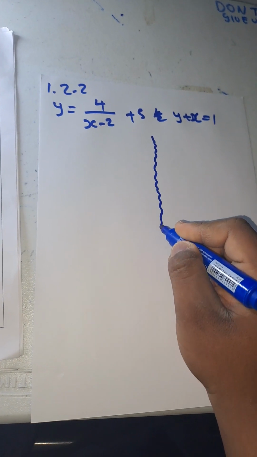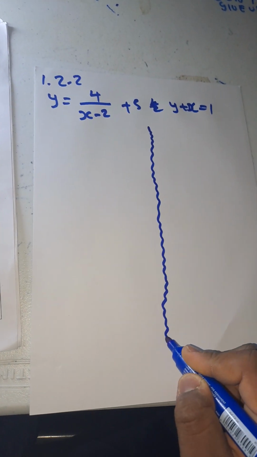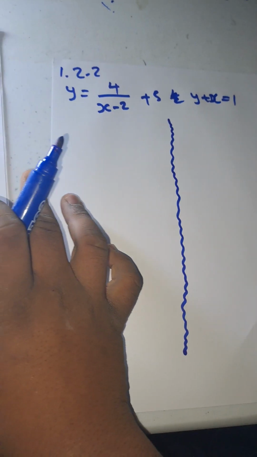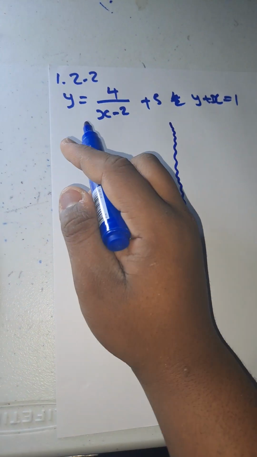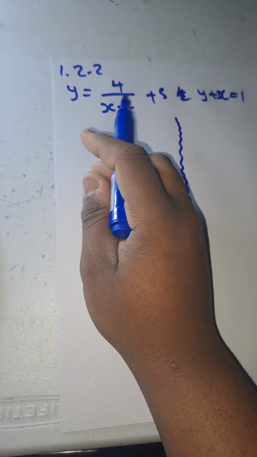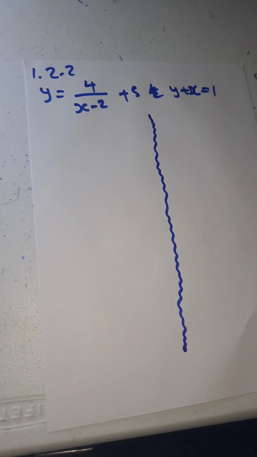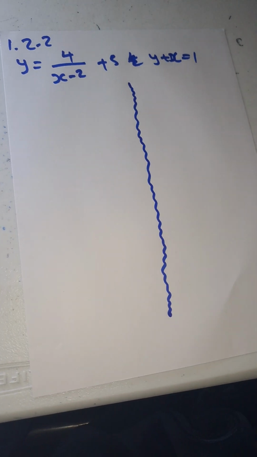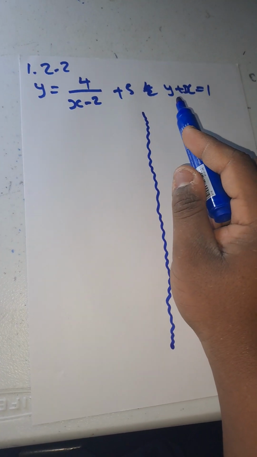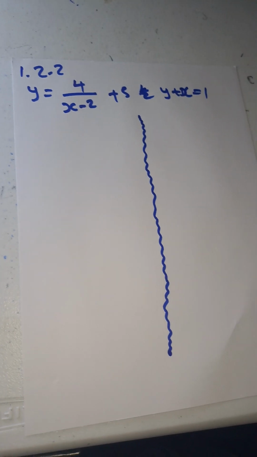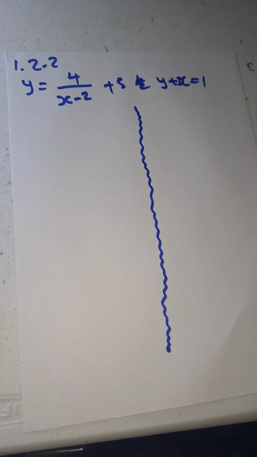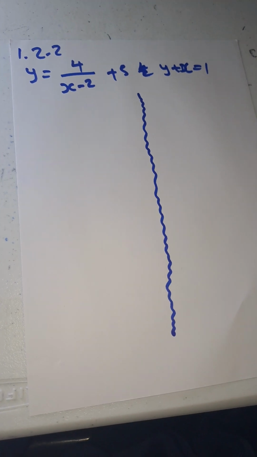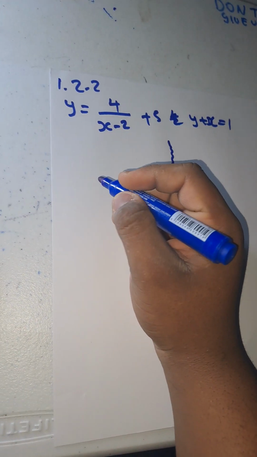So I'm going to do this in 2 ways, because I can make x or y the subject here. Let's start with this one. Since they have told me that my y is equals to that, I can now kill it in 2 ways. So now let's continue. Where there is y, I'm going to put 4 over x minus 2 plus 3. Let's try that one out and check if it's going to work.